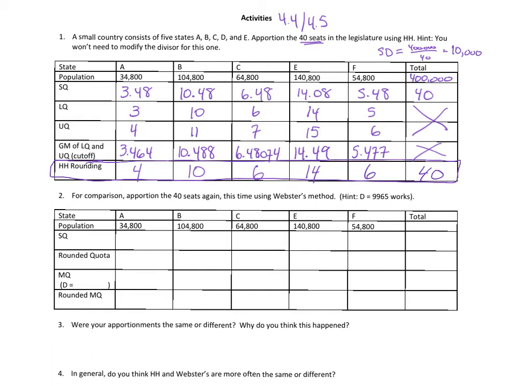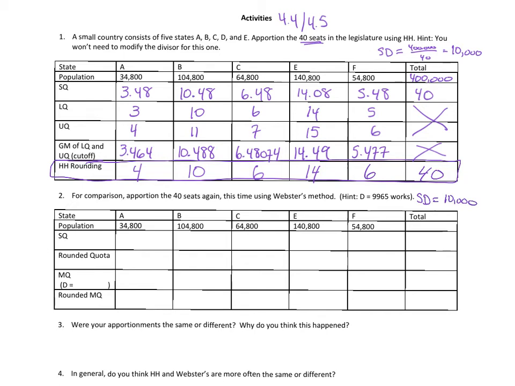Okay, so to compare, we're going to apportion the 40 seats again. This time we're going to use Webster's method, which is a modified divisor method, and I just told you what divisor works so that we won't have to waste time searching for it. 9,965 works. But we start the same way we did with Huntington Hill. Calculate the standard divisor. It's 10,000.